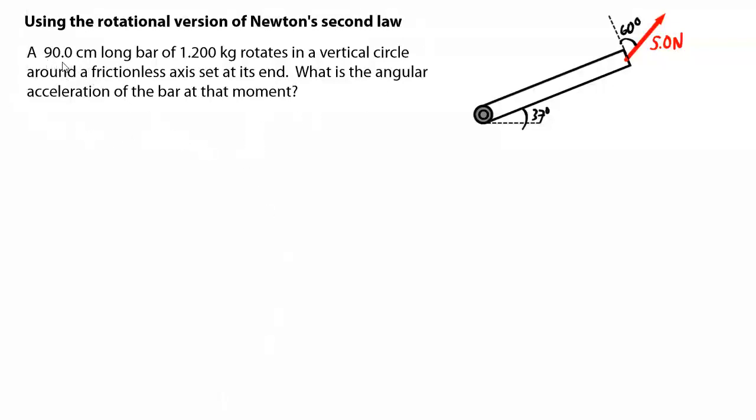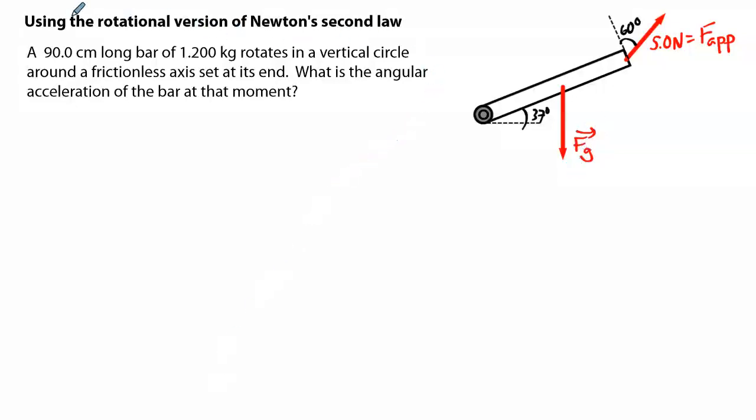Here we still have the same bar, 90 centimeter long, 1.2 kilogram of mass, rotating in a vertical circle again around a frictionless axis set at its end. The question is, what is the angular acceleration of the bar at that moment? So just as before, we have to deal with the force of gravity. So we have that one in here. And in addition to the force of gravity, to make it a little bit more interesting, I also added a force applied. So what I want to find in here is what will happen with the rotation of the bar under the influence of these two forces.